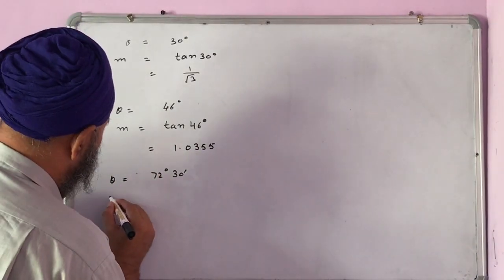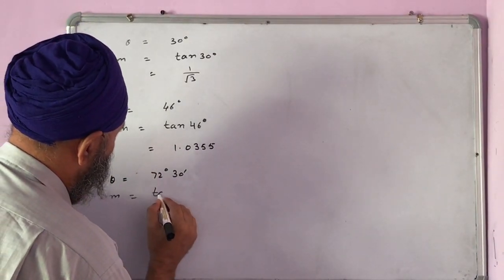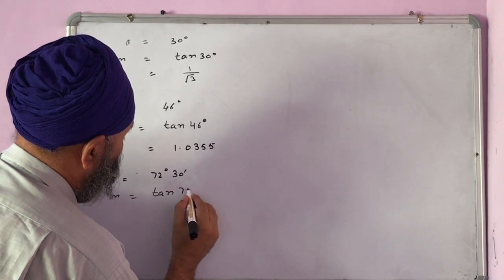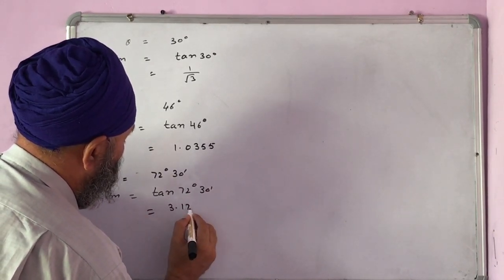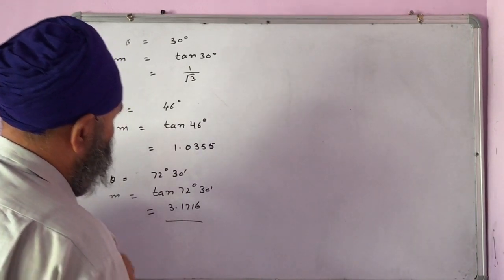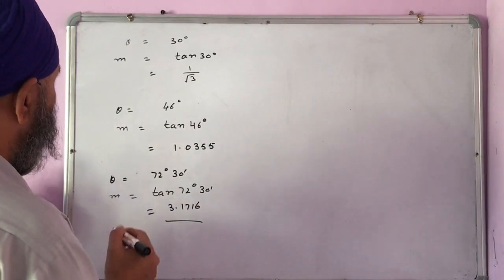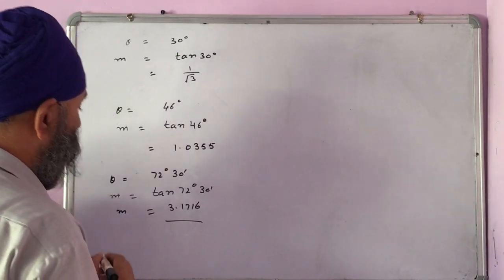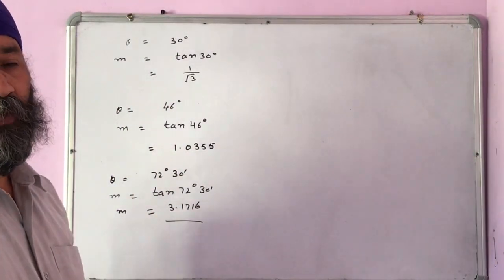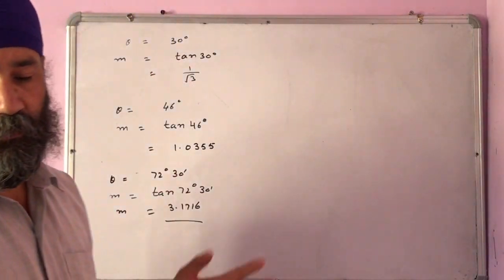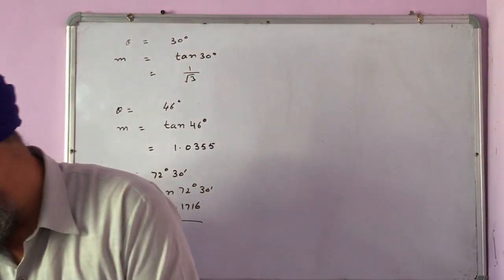So M is tan 72 degree 30 minute. It is 3.1716. This will be the slope. So you must know how to use tables. If you still find any problem, then I will tell you again tomorrow in the next class.